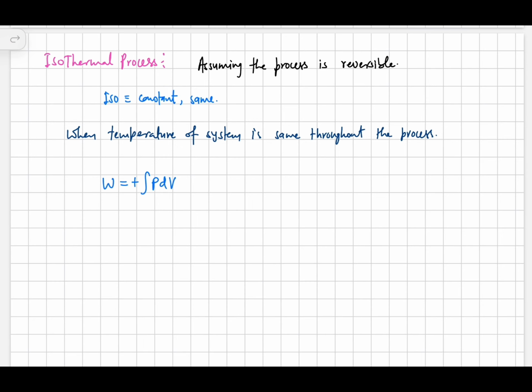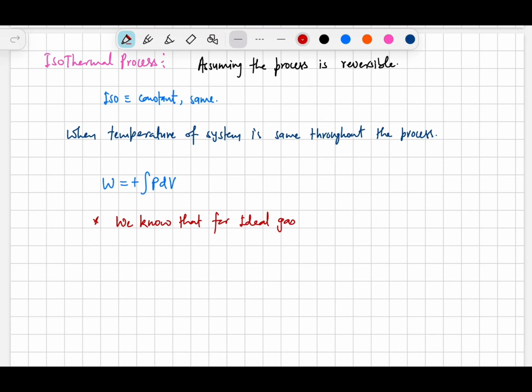And we have it here, which you must have seen in the KTG, the kinetic theory of gases, and that is the ideal gas equation, which is also a very specific kind of relation. Okay, so important to remember here, we know that for an ideal gas, PV equals nRT. But remember, this is only valid for an ideal gas.